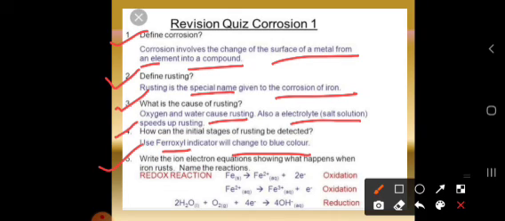The fifth question is, write the ion electron equation showing what happens when iron rusts, and name the reaction. Fe2+ gives 2 electrons, it is oxidation. Then finally Fe2+ gives rise to Fe3+, so it is again an oxidation process, whereas reduction means oxygen gains the electrons, so it is considered a redox reaction.